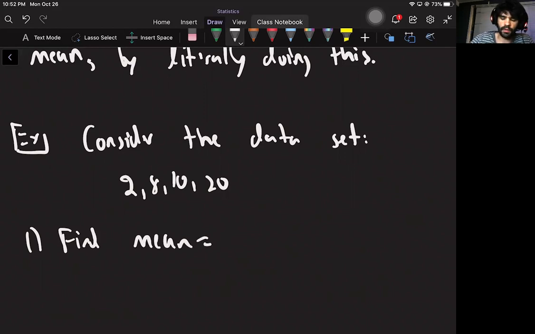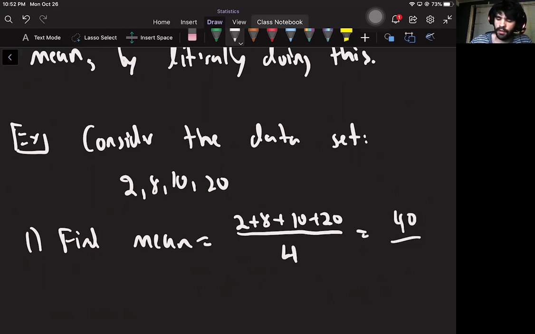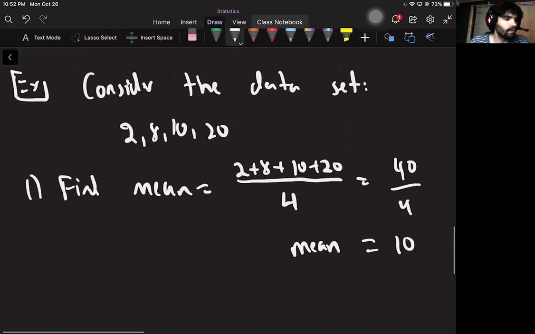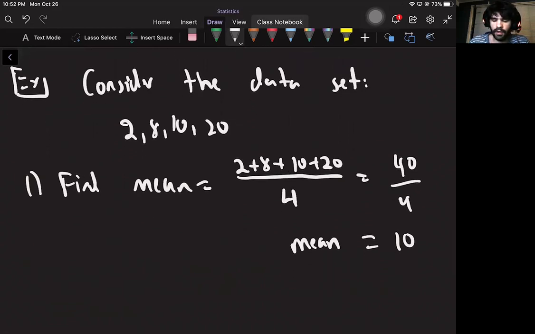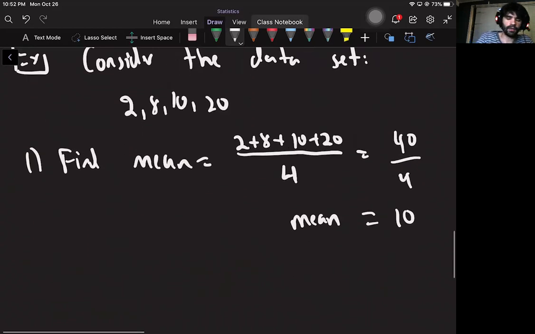So what do we do there? We add our numbers up, and then we divide by how many there are, which is 4 here. So you're going to end up getting 40 when you add it up, and then you divide that by 4, which gets you 10. Okay, so the mean of this data set is 10. And what we want to do is think about how spread the data is by calculating distances away from the mean. So we're literally going to do that.